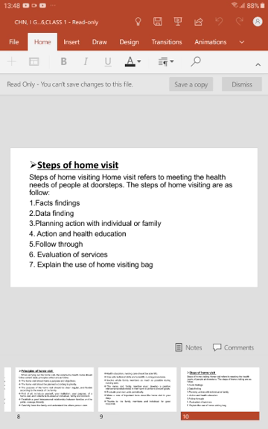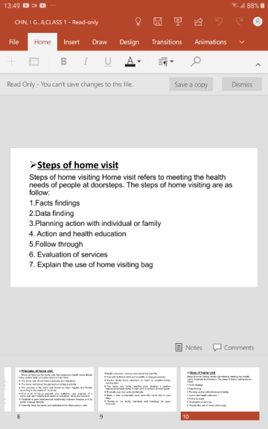Next one is the steps of home visit. So what are the steps? The home visit refers to meeting the health needs of the people at their doorstep. We'll see one by one. There are 7 steps. First one is fact finding, where we find the appropriate needs of the members in the family. Then data finding, where we collect the data.